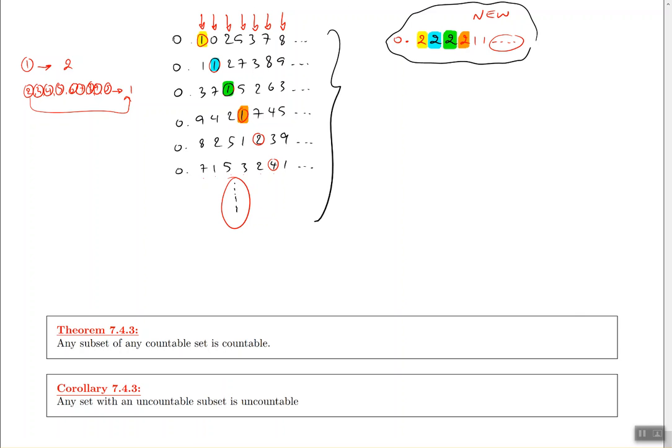Now, there's a couple last items here on this list, just things good to know. A subset of a countable set is automatically countable. So if I know that the set of integers is countable, then if I take a subset of it, like the positive integers, then it's going to be countable. If I took the set of multiples of 3, it's automatically countable. If I took the set of even integers, it's automatically countable, and so on, because the original set that we started with is countable. Also, any set with an uncountable subset is uncountable.